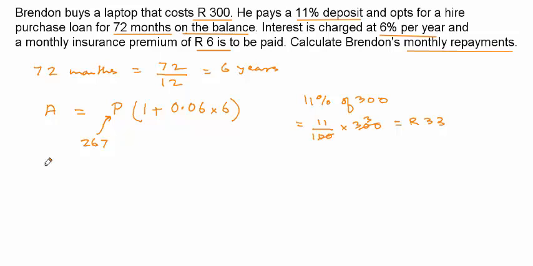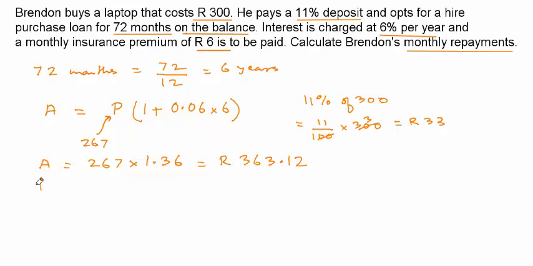This is the amount of money that he borrowed. And therefore, the total amount to be paid back is equal to 267 times 1 plus 0.06 times 6. 6 times 6 is 36, plus 1 is 1.36, which is equal to 363.12 Rand. And on top of that, he needs to pay a monthly insurance of 6 Rand. And he's going to do that for 72 months.